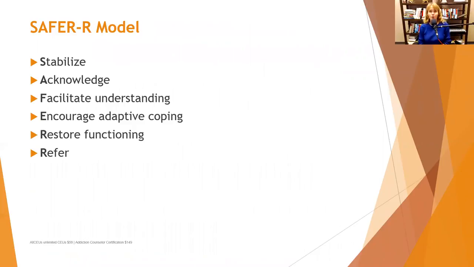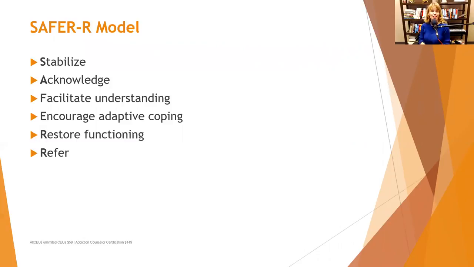The SAFER model, and I added the extra R. Stabilize. Obviously, if somebody's in crisis, they're not thinking as clearly. They feel like they're spinning, a fish out of water. They can use different metaphors, but we want to help them feel like they're stable, like they can stand, like their legs aren't going to fall out from under them. Acknowledge what's going on. No judgment, just let me understand what's going on and acknowledge how tough that is. Facilitate understanding. You need to understand what's going on with them, but they may also need some understanding of what's going on with them, so they understand why they're having these reactions and they understand what to expect.